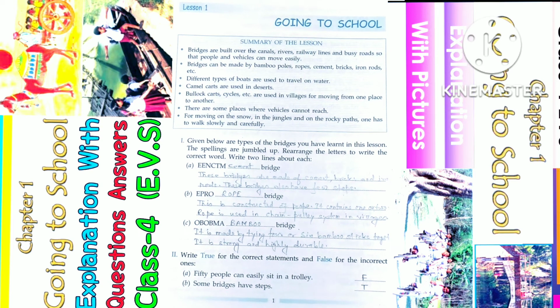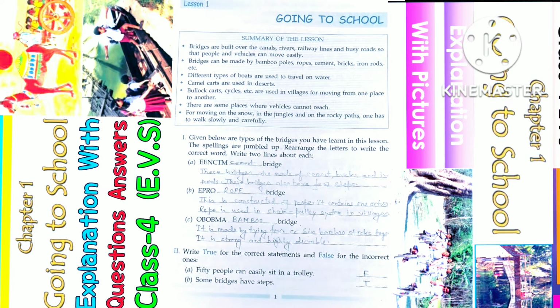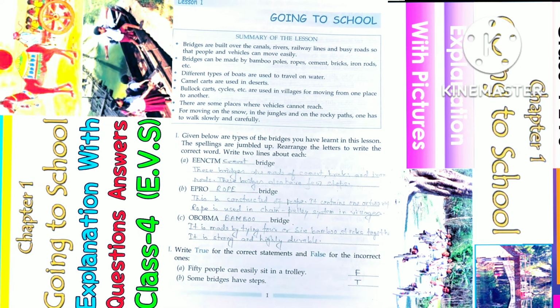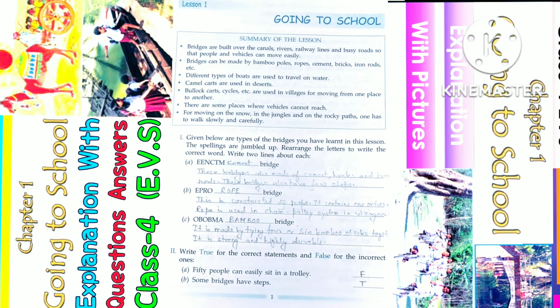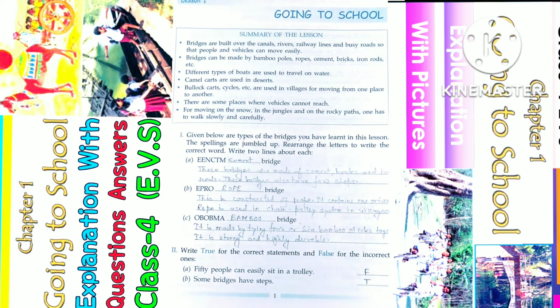Next, we're going to start the questions of the Workbook, EVS Chapter 1, Class 4, Going to School. Question number 1. Given below are types of bridges you have learned in the lesson. The spellings are jumbled up. Rearrange the letters to write the correct word. Write 2 lines about each. You have to correct the jumbled words and write them. After that, you have to write 2 lines about it.